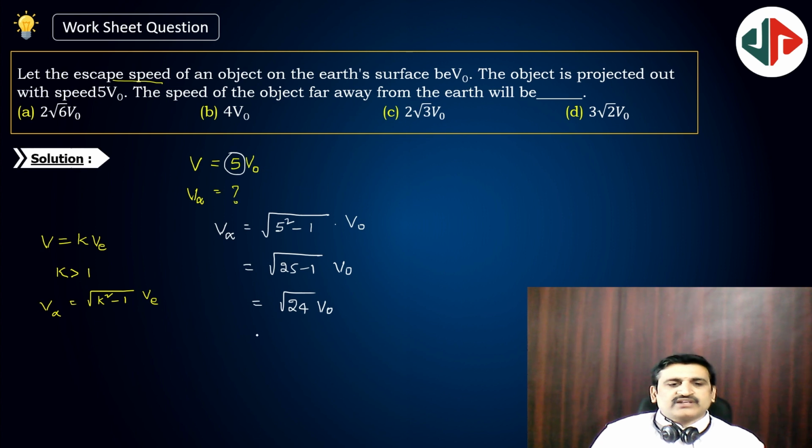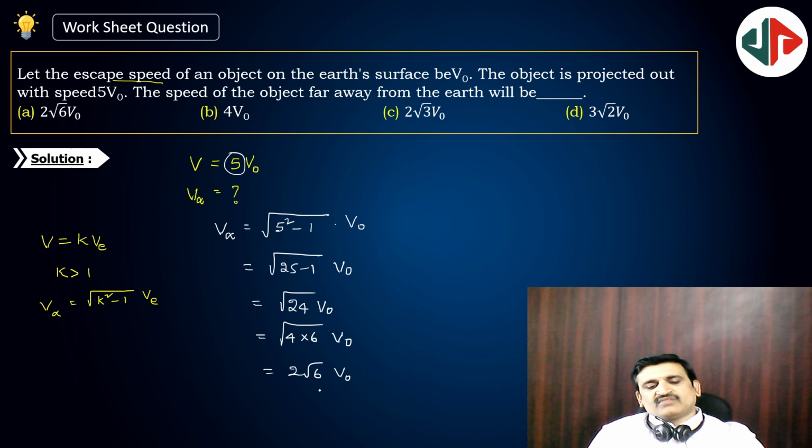So no option like this, so we'll change it. 24 is 4 into 6, so root 24 V0 must be 2 root 6 V0. Now there is an option, so the answer will be this way. Okay, let's go to the another question.